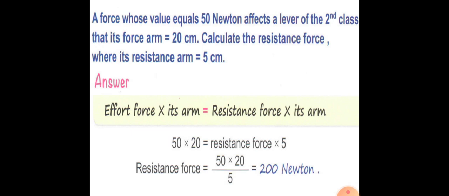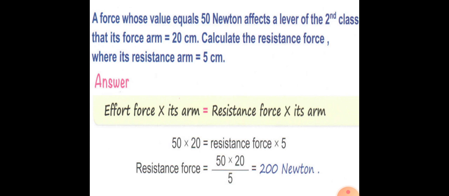First of all, I must write the law of the lever: effort force times its arm equals resistance force times its arm. And I must put the numbers under each one. Effort force 50, its arm means the effort force arm, it's 20 centimeter. The resistance force, I don't know, he wants me to calculate it, times its arm, which is the resistance arm, equal to 5 centimeter. So 50 times 20 equals resistance force times 5.